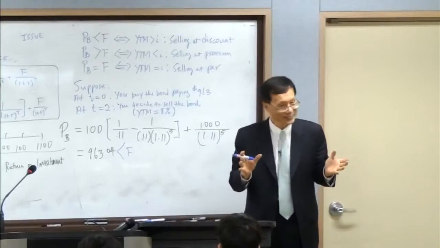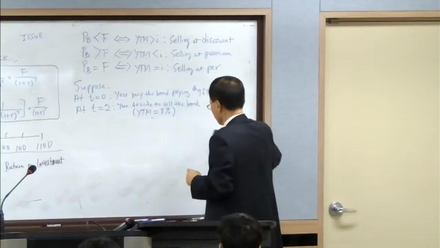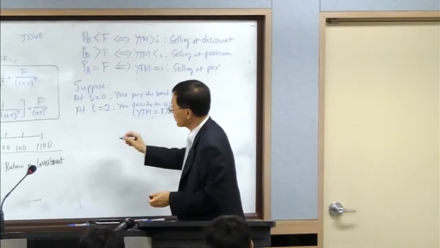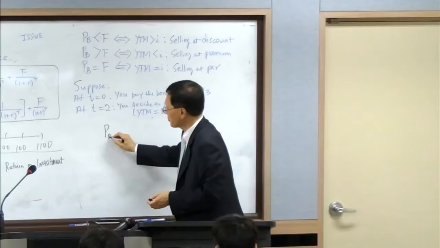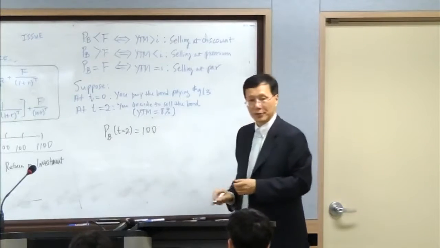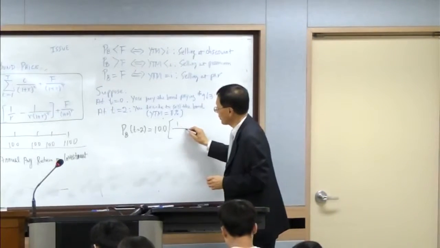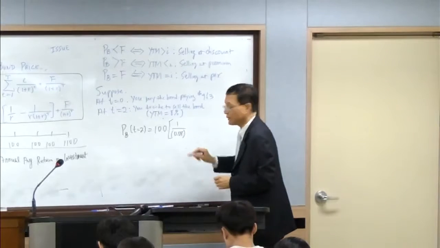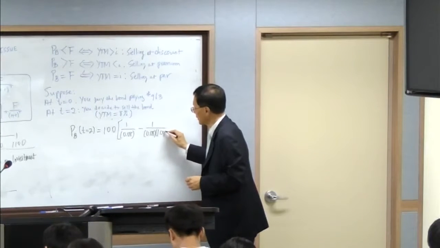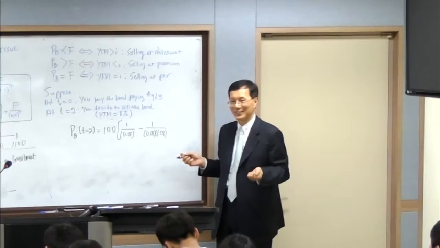Okay, let's find out. Let's find the price. At time 2, the price of the bond: computing the price of the bond. Bond price at t equals 2 is equal to, you are going to receive 100 for 3 more payments, right? 100 times 1 over 0.08 minus 1 over 0.08 times 1.08 to the power of how many years? 5 years or 3 years or 2 years? 2 or 3?